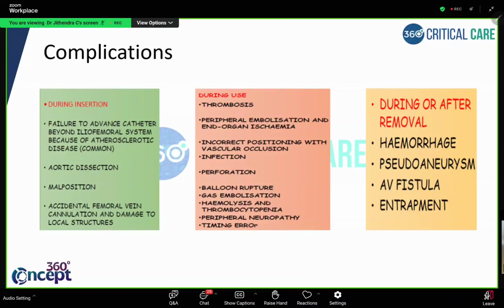Axial femoral vein cannulation can also happen when you are not sure about the structure. So next, during the use, I told you it is an external device in the patient's body.